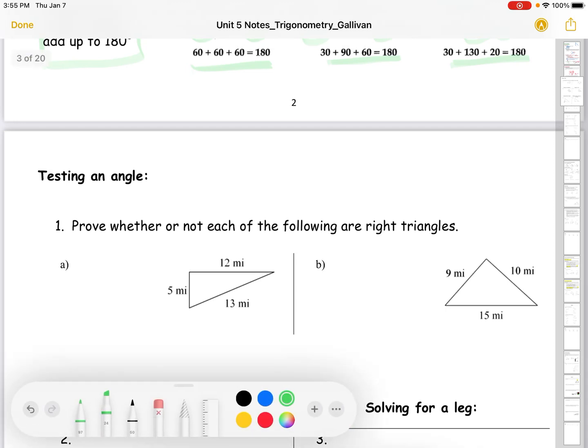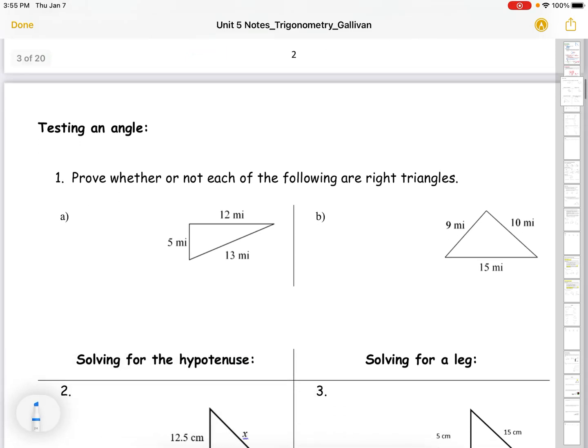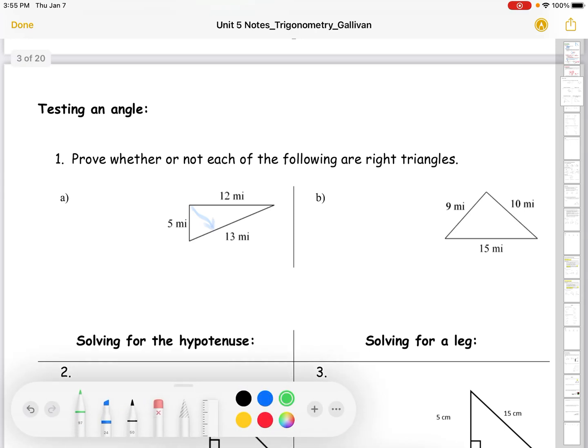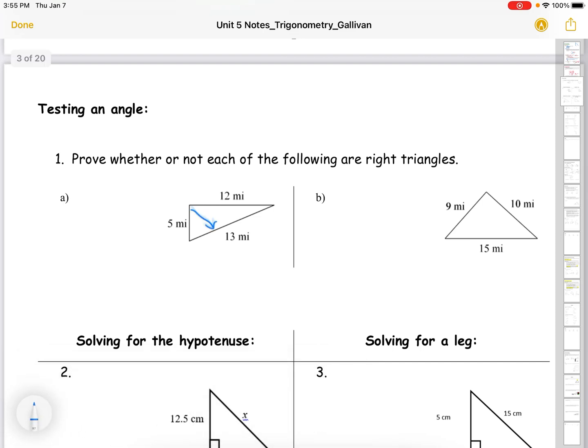Prove whether or not the following are right triangles. So we want to test to see, are these right triangles? The first thing we have to do is find our hypotenuse. If this is a right triangle, the longest side is our hypotenuse, so it would be 13. So we'll label it C. We can label either of the other two sides A and B, it doesn't matter which way. And now we're going to test it using a left side, right side comparison.